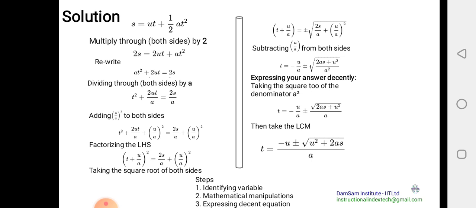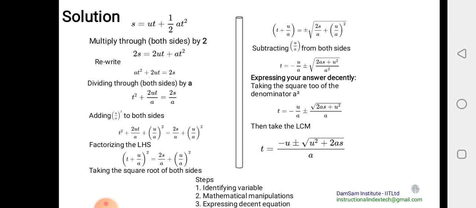When we multiply both sides by 2, we're going to have 2s is equal to 2ut plus at squared. Then we can rewrite it to be at squared plus 2ut is equal to 2s. Then we divide through by a. Why we're doing that is because we want to make the coefficient of t squared 1, so it can come in a pattern that we use to solve with the completing the square method, because this thing is indeed a similar equation to a quadratic equation.